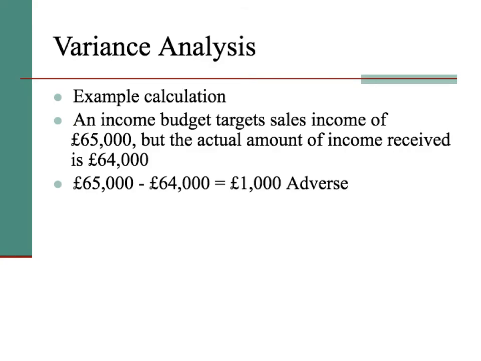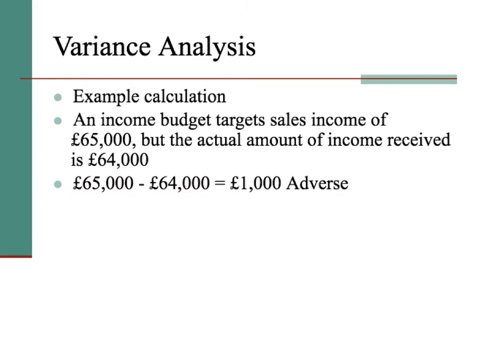Okay, so here's revenue. I've called it income. An income budget targets sales income of 65,000. So that's your budgeted amount. But the actual amount is 64,000. So my calculation, I take the budgeted amount, 65,000, and minus the actual amount.